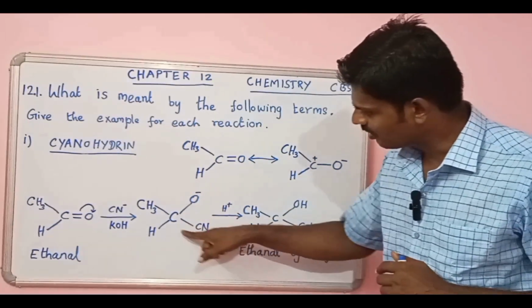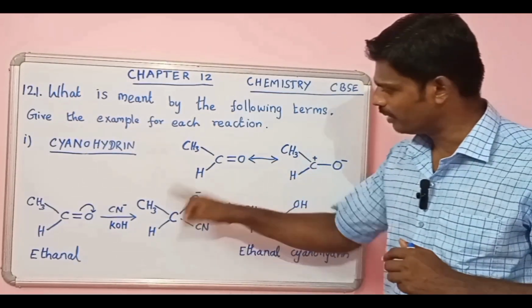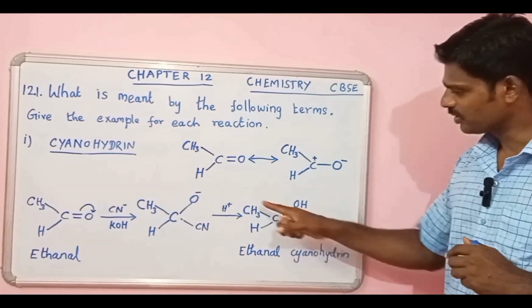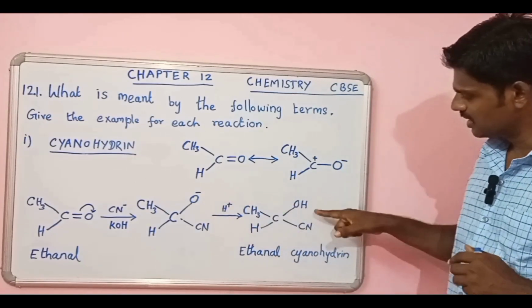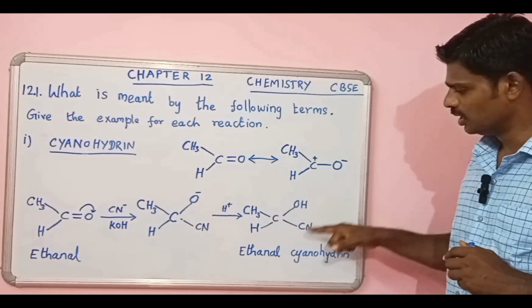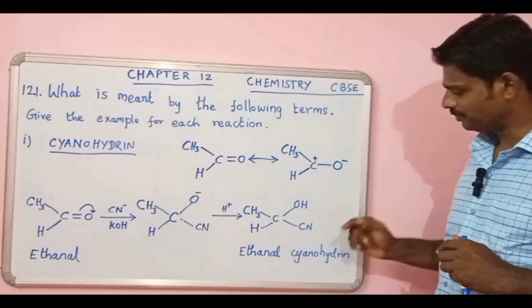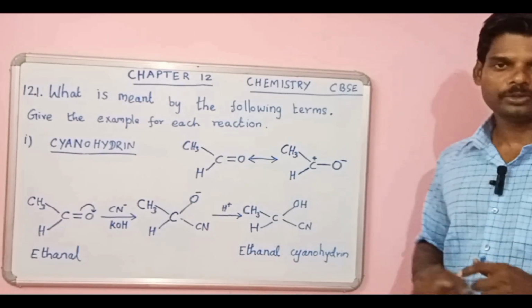So the CN will be directly joined with the carbon, and the O minus stays as it is until the H plus joins it. The H plus joins the O minus and it becomes an OH group. In this way the cyanohydrin is formed. So the final product is ethanal cyanohydrin.